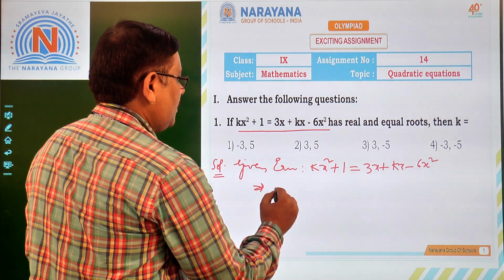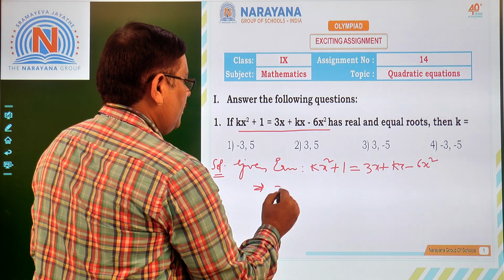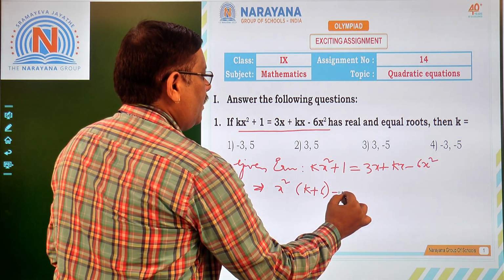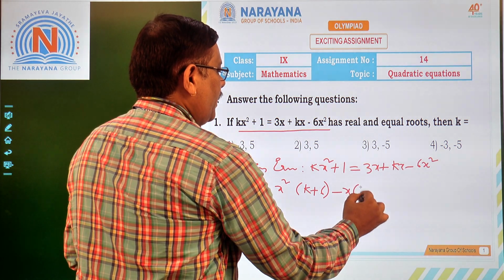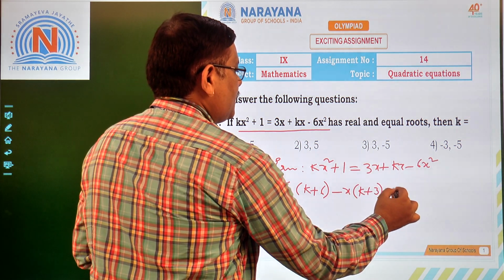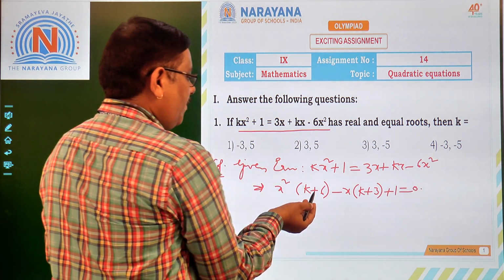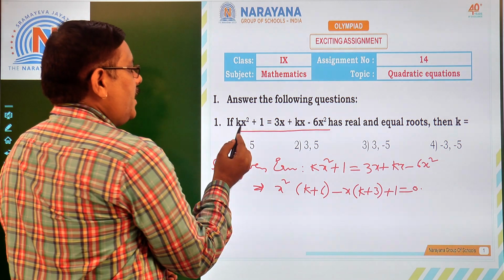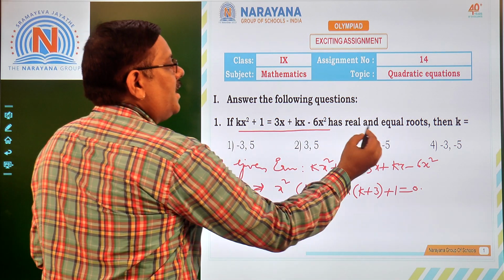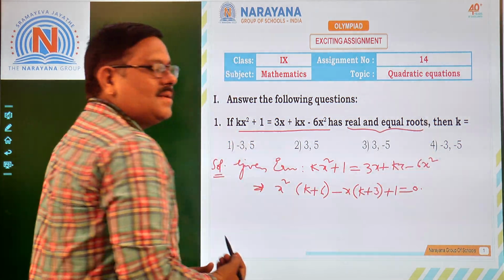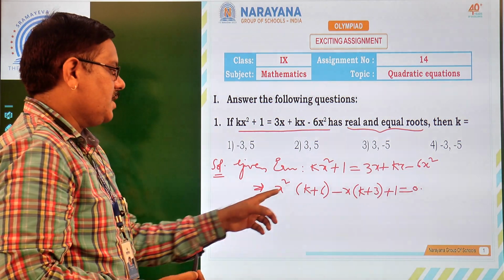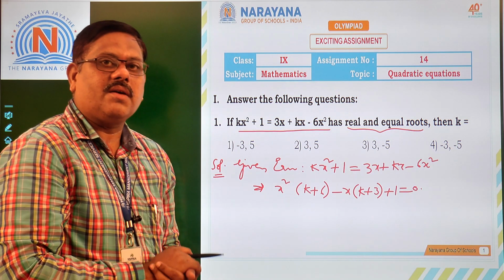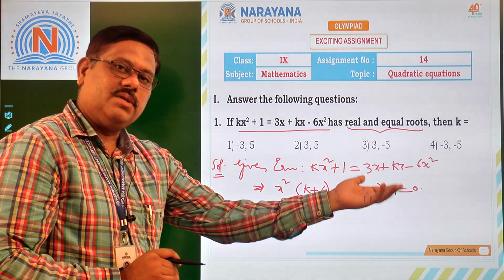That implies if you take x square common, it will be k plus 6. If you take x common, that will be minus of k plus 3, plus 1 is equal to 0. Now it is in the form of ax square plus bx plus c is equal to 0. Okay. Now what is it saying? To find out the value of k, there is a hint given. What is that hint? It has real and equal roots. This equation has real and equal roots. Whenever a quadratic equation has real and equal roots, its discriminant will become 0.